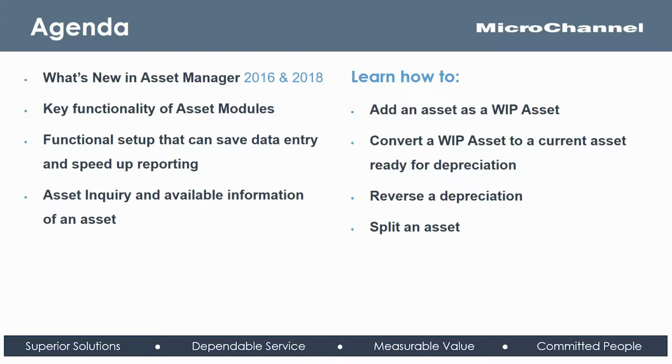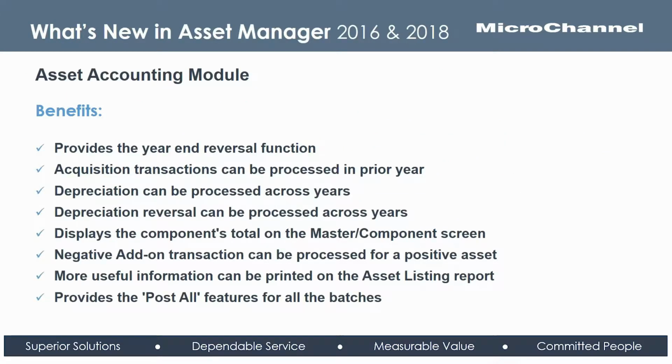I'd like to show some of the functionality around reversing depreciation and splitting of assets. Very often on site, customers will ask if they can reverse a depreciation, or if they have the ability to, how could they dispose of part of an asset. So these suggestions are based on client requests.